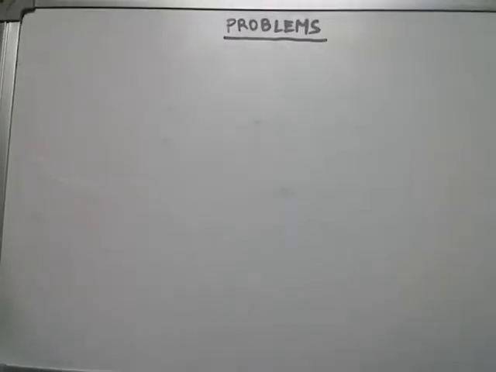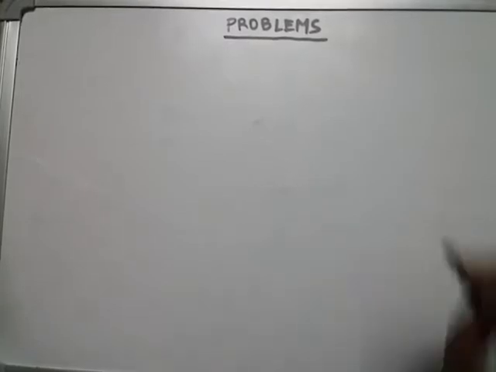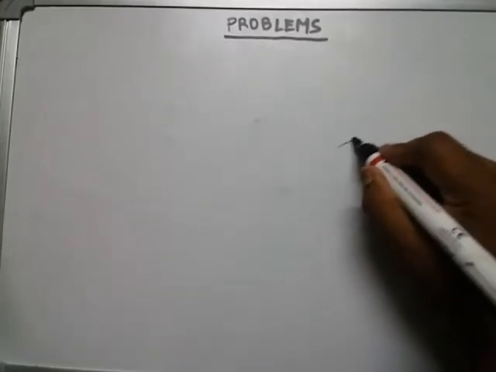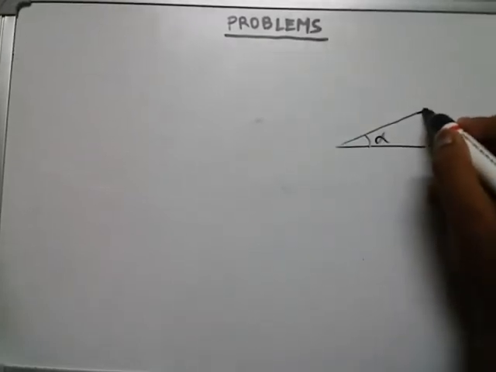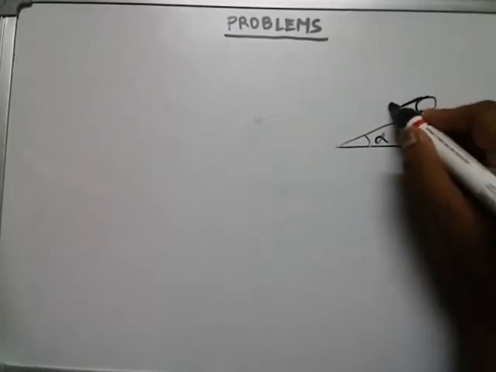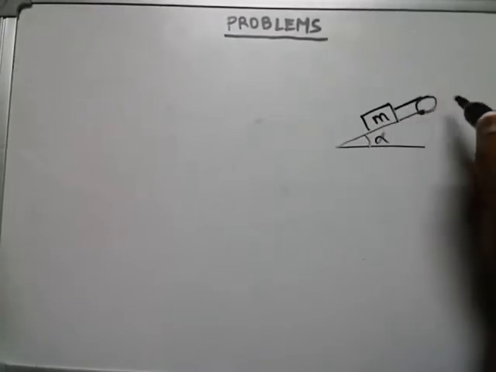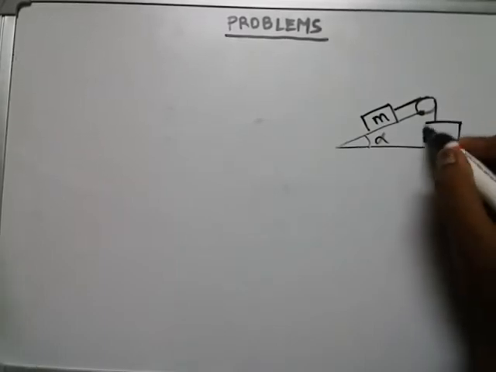Hello friends, in this video we are going to see how to tackle a few problems related to strings and force equations. So let us see a very standard problem. Okay, so the problem is like this. This angle is alpha, this is an inclined plane. Here we have a pulley attached. This is a block of mass m and this is a block of mass 2m.